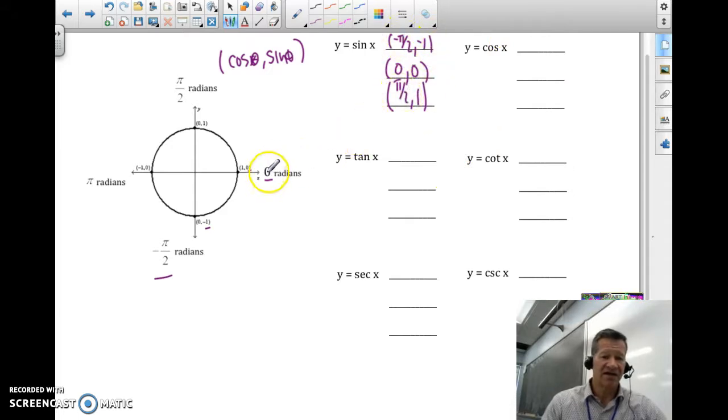Now cosine is the x value, so 0 gives you 1. Pi over 2 gives you 0. And pi gives you -1. And you have your 3 points.